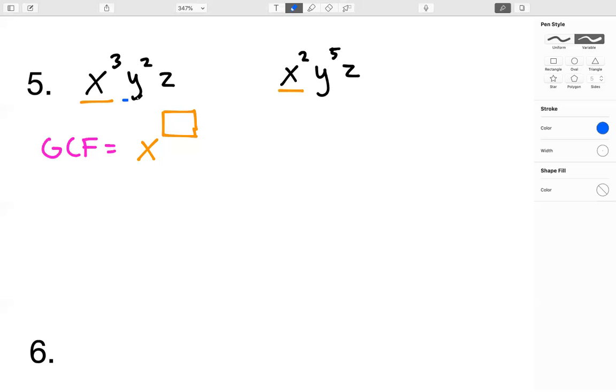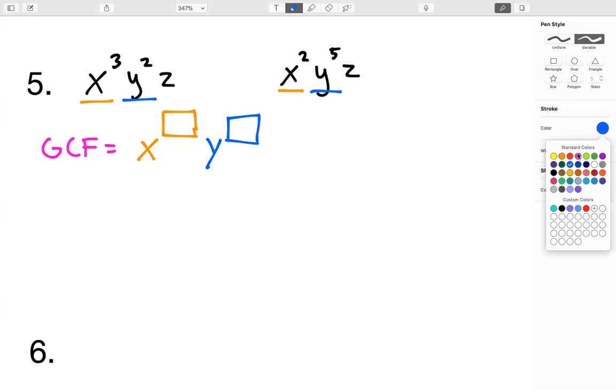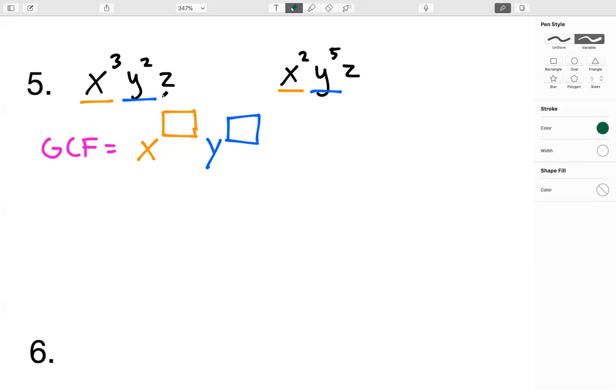So let's ask, is y in common? Yeah. So we're going to do the same thing for y. Y to the box. And then we're going to do the same thing for z because z is in common. So we're going to go z to the box. So our GCF is going to be x to the power of something, y to the power of something, z to the power of something. What is that something? We have to look at the exponents to know.